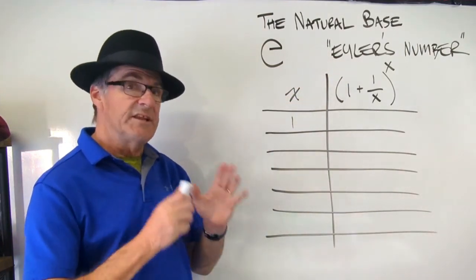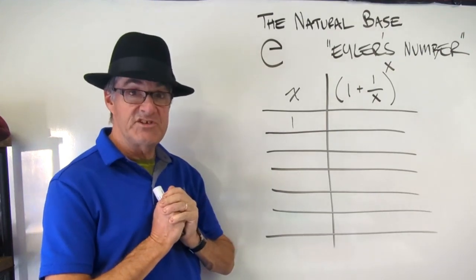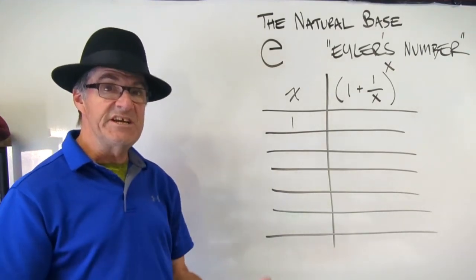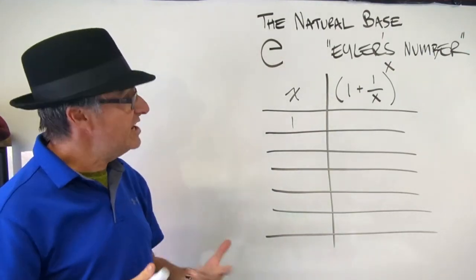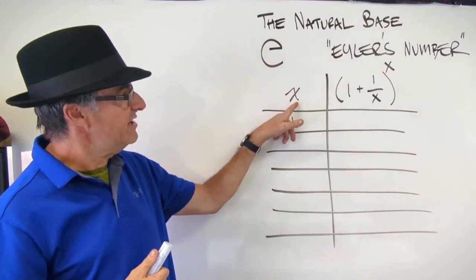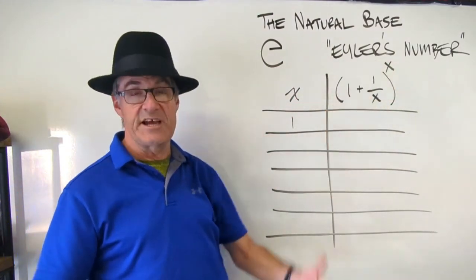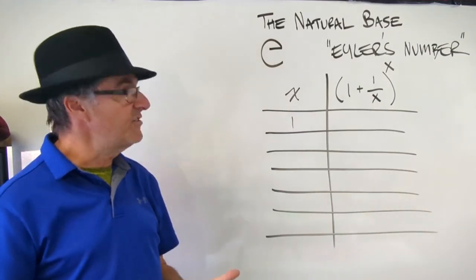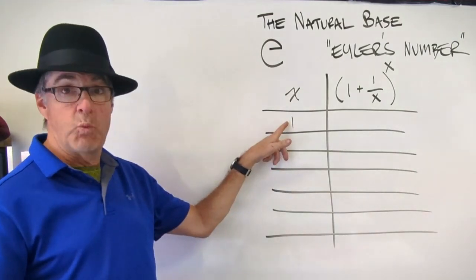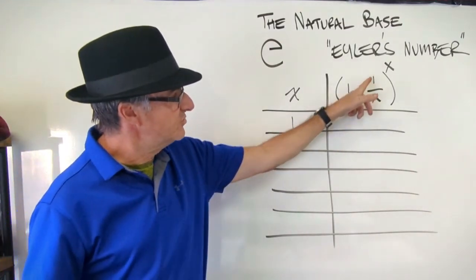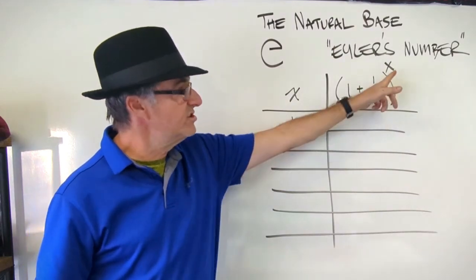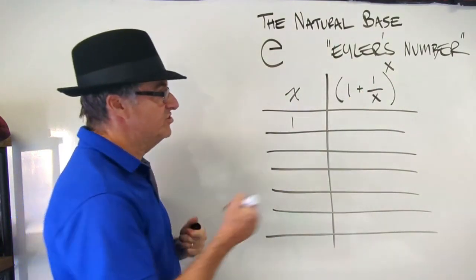But first, let's take a look at one of the situations out of which the number e arises. So here's an exponential function. Here's our x, and our function is (1 + 1/x)^x. So let's take a look at that. What happens when x is 1? We're going to have 1 plus 1 over 1, so that's 2 to the 1 power, so that's just 2.